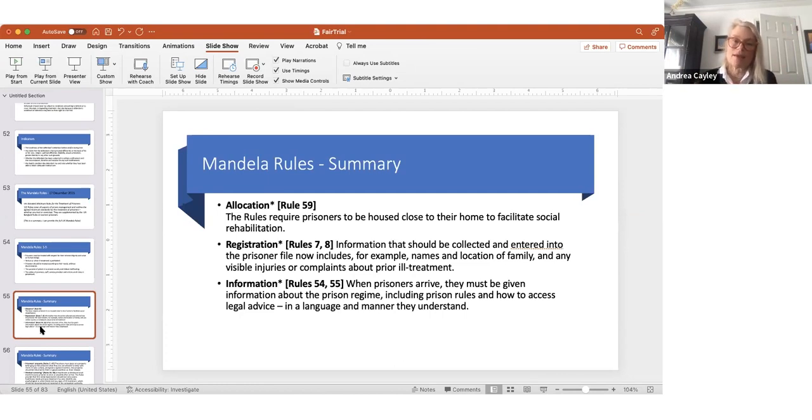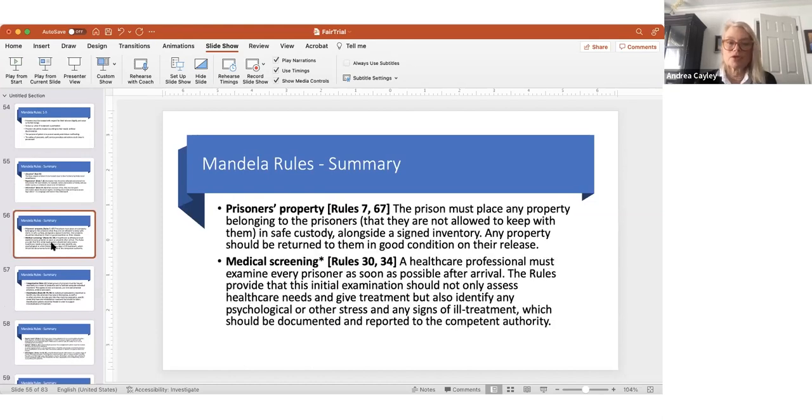Registration, rules 7 to 8. Information that should be collected and entered into the prisoner file now includes names, location, family, so that any injuries or complaints about prior ill treatment can be reported. Information. They must be given information about the prison regime. They must know how to access legal advice in a language and a manner that they understand. Prisoners' property. They have to be allowed to have their property in safe custody along with an inventory. Medical screening. They have a right to be screened as soon as they arrive to detect if they have any medical condition that will have to be watched and monitored and cared for while they're in prison.